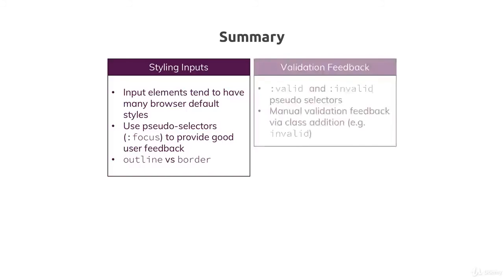We also had a look at validation, and you learned that you can give the user feedback with the valid and invalid pseudo selectors, or with manual validation done by adding some invalid class, or whatever you want to name it, to the elements you currently consider to be invalid. And we also had a look at buttons, and especially how we can style the disabled state with the help of the disabled attribute selector. And that's it. This is hopefully something which helps you in your next projects.